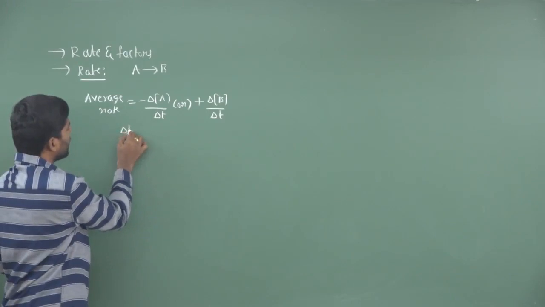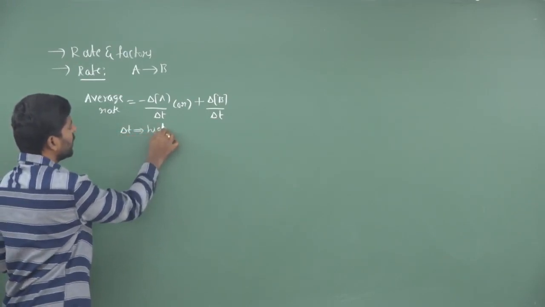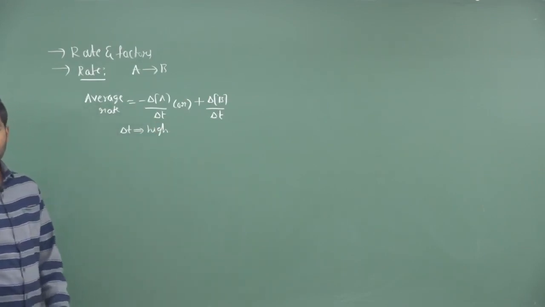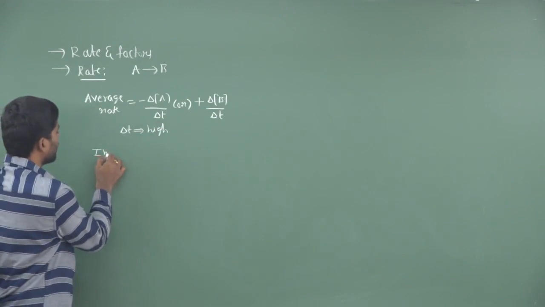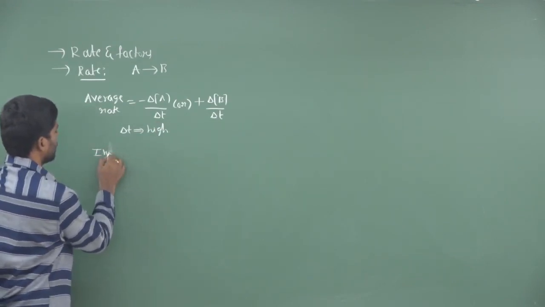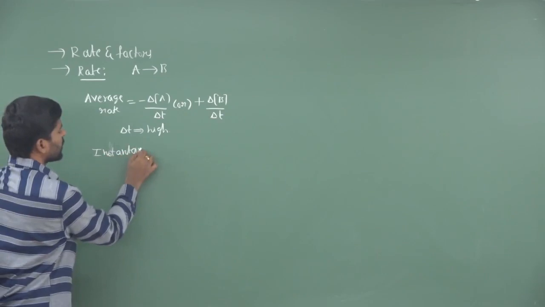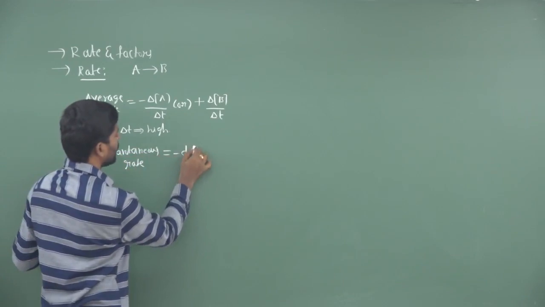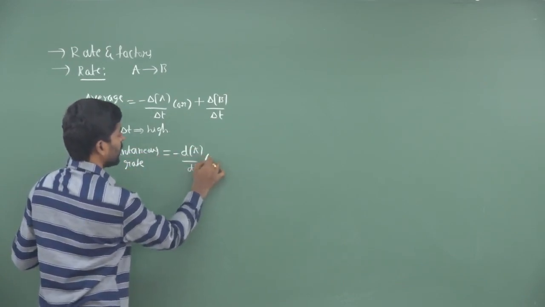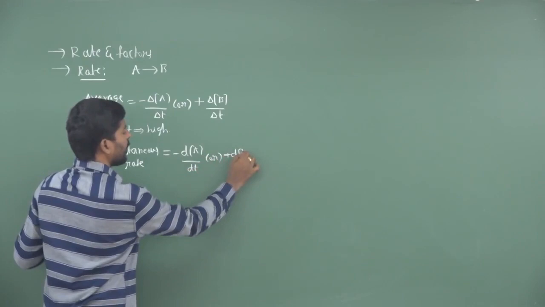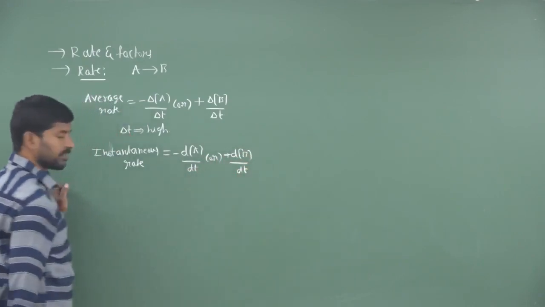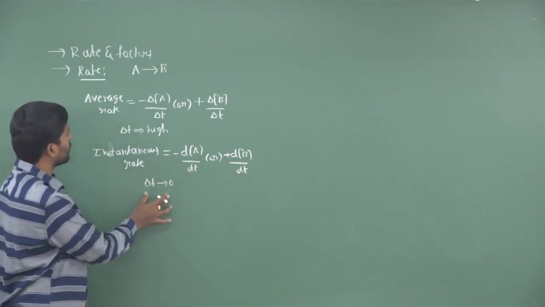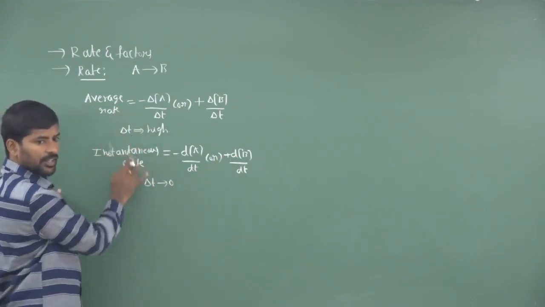It is called average rate if delta T value is high. If you measure rate of reaction for a long interval of time, that is average rate. If you measure rate of reaction for a short interval of time, that is called instantaneous rate. That is indicated by minus dA by dt or plus dB by dt. This is called instantaneous rate, where delta T value tends to 0.